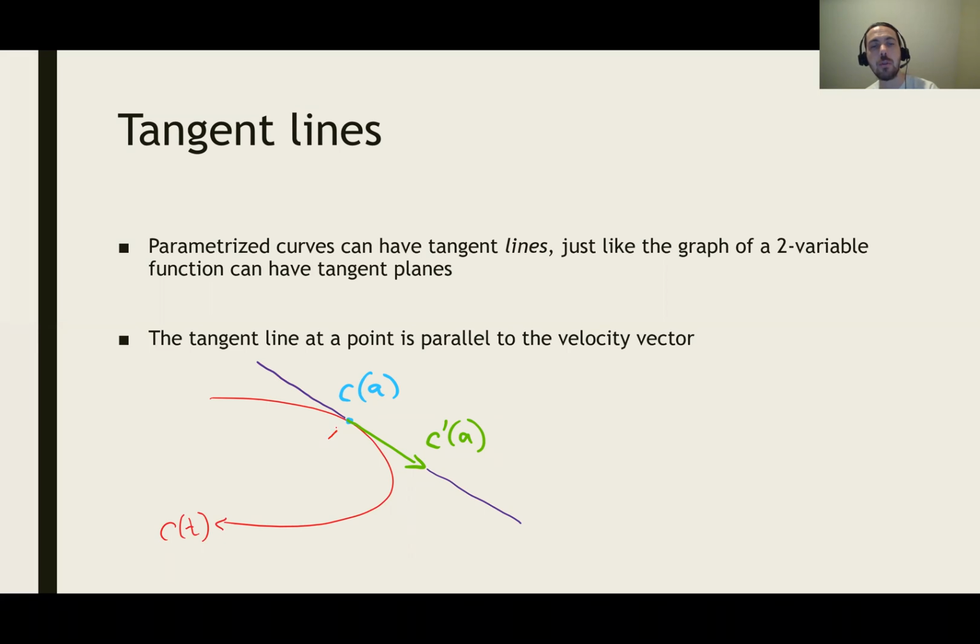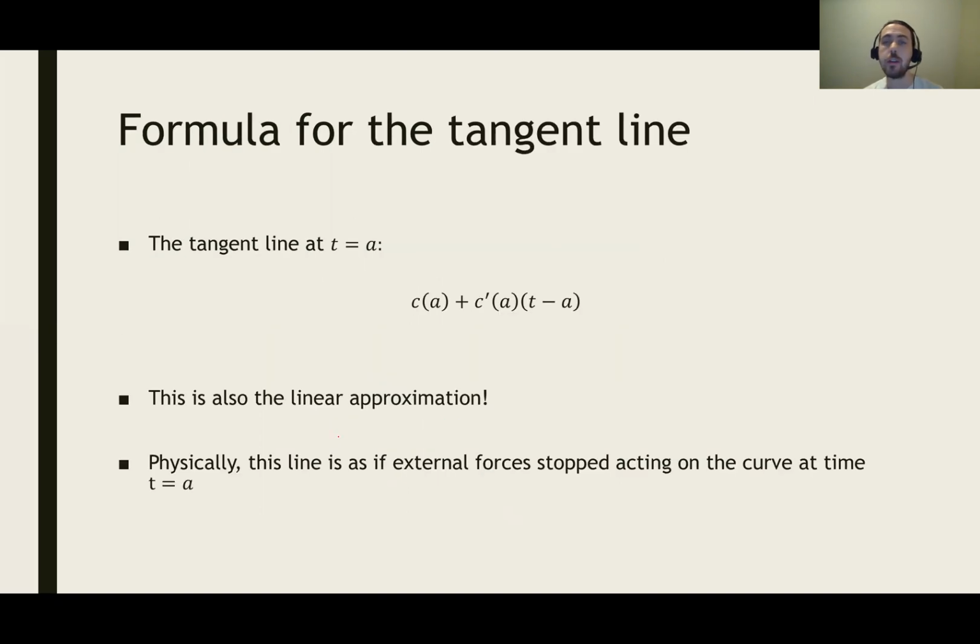So at any given point in time, the tangent line is telling us the direction of travel of the object at that exact position in time, like so. It's parallel to the velocity vector. And here's a formula for the tangent line at the time a. It says that the tangent line is equal to our position, c of a, plus our velocity times t minus a. This gives us a formula for a parameterized line.